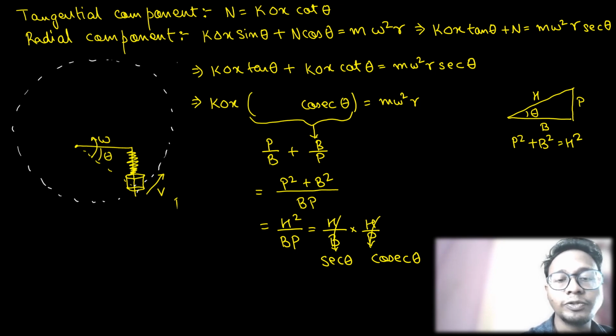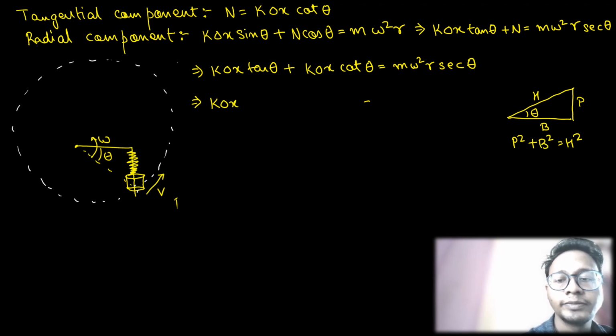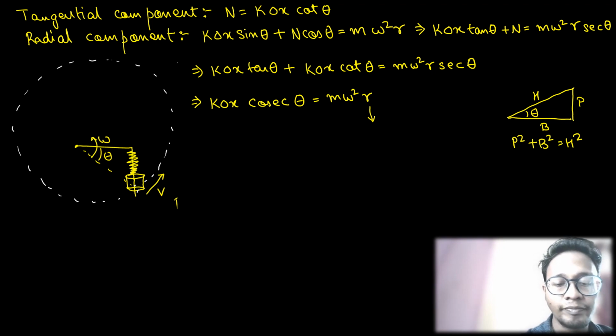So our equation comes out to be k delta x cosec theta is equals to m omega square r. And what is cosec theta? 1 by sin theta. Okay, now the problem is, what is the value of r? R is nothing but this length. Okay, this length is nothing but r.